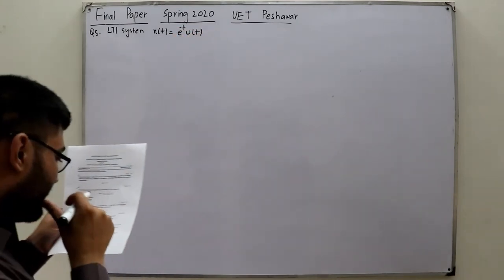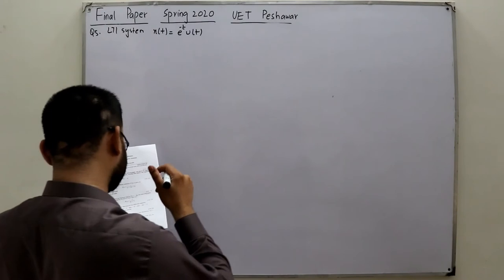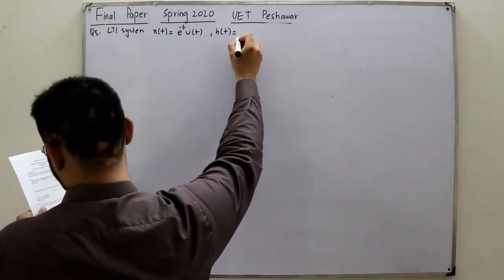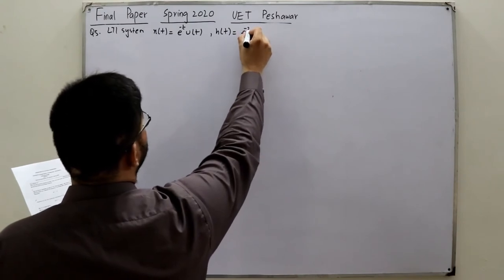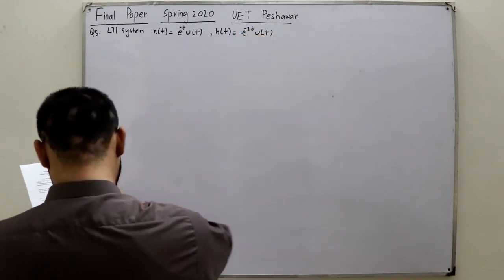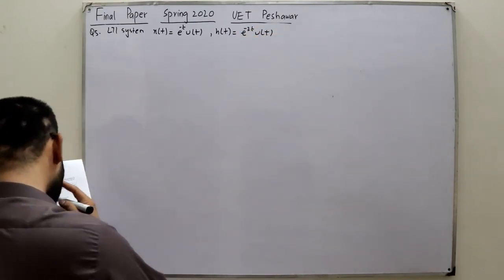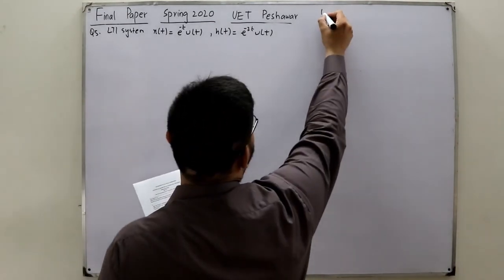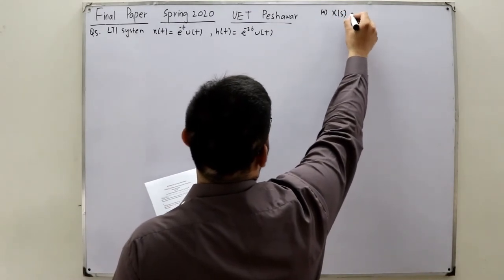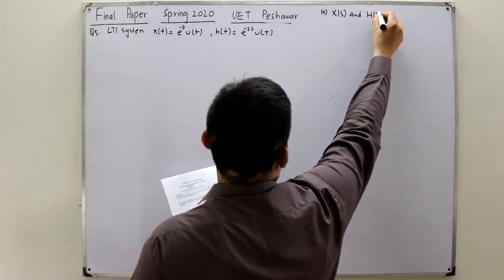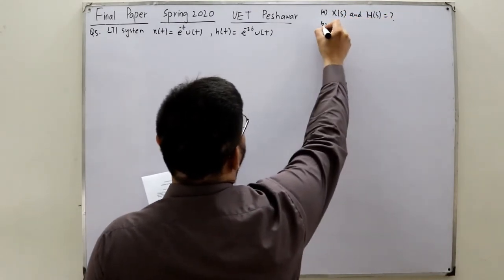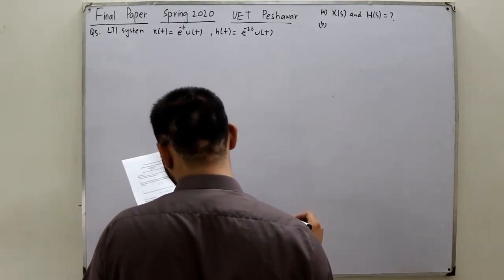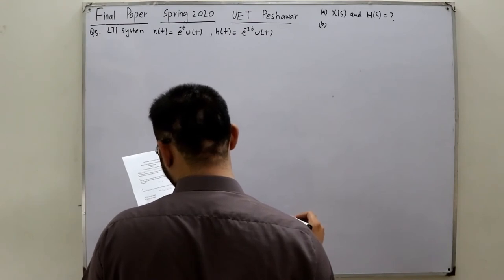And impulse response h of t is equal to exponential of negative 2t u of t. Determine X of s and H of s in the first part. This is unknown in the first part. In the second part, using the convolution property, Y of s and then y of t.